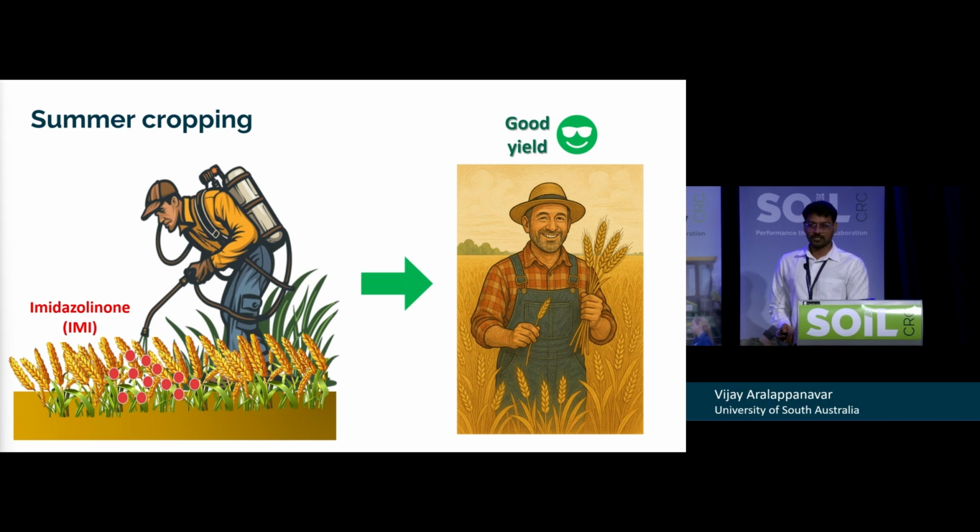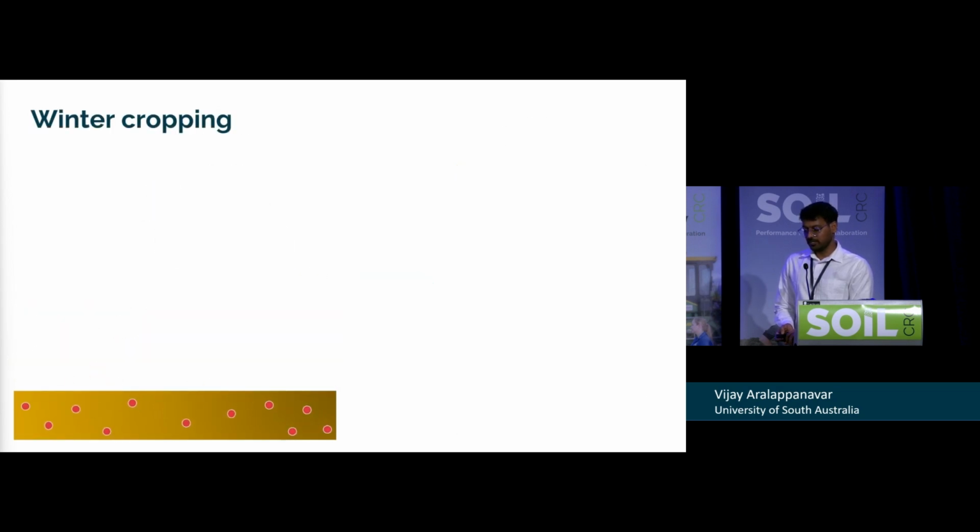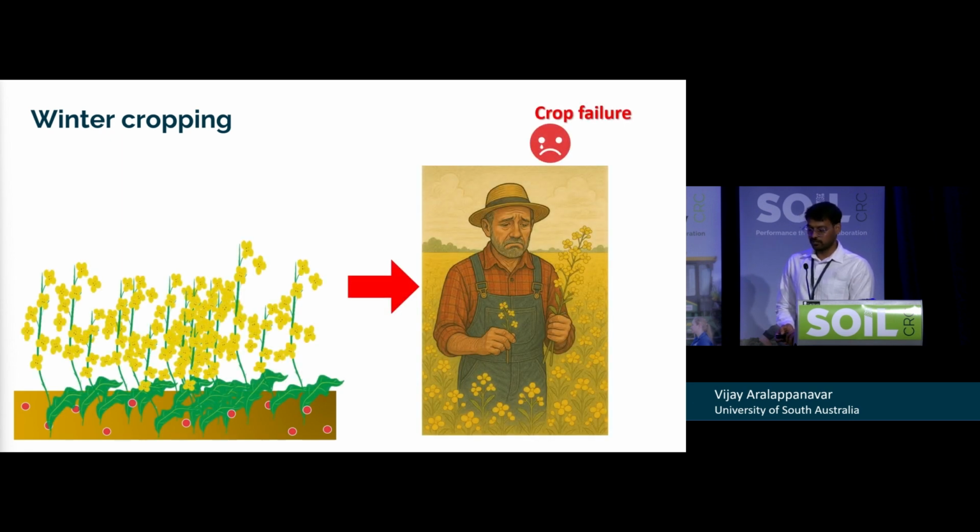Meet Andrew. He's a South Australian farmer who grew a wheat crop in the summer cropping cycle and applied imidazolinone herbicides, or IMI herbicides. As a result of effective weed control, he got good yield and profit. However, in the following winter cropping cycle, the herbicide residues present in the soil significantly affected his canola crop. So now Andrew is thinking about what can be done to address this issue.